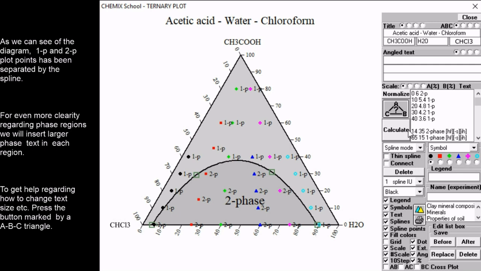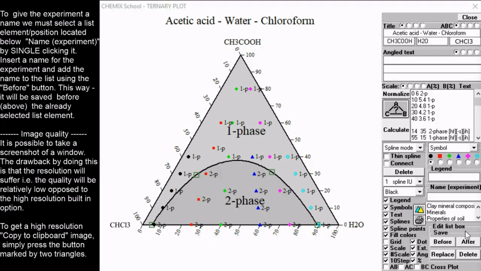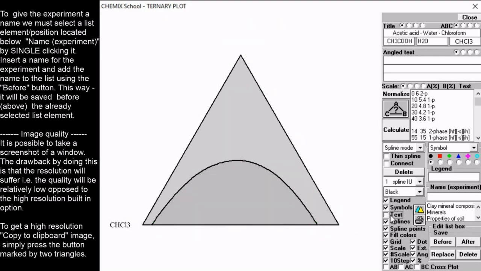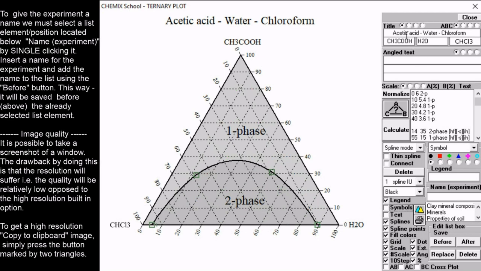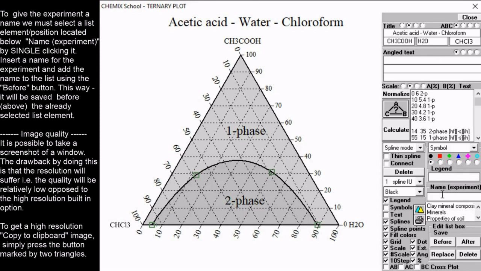Use the mouse to check the grid option and uncheck the symbol and text options. To save the experiment as the first in the list, select the upper list box element by single-clicking it and insert a name for the experiment. Add the experiment to the list by pressing the B4 button.